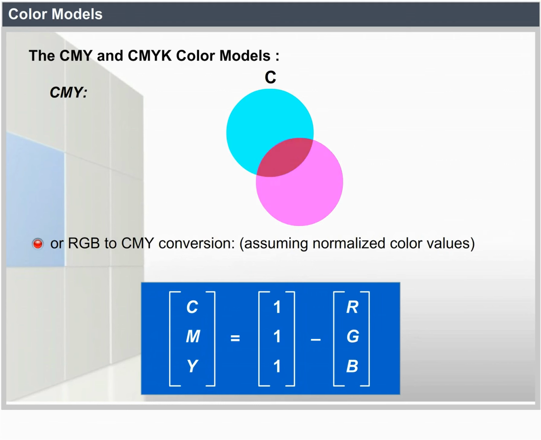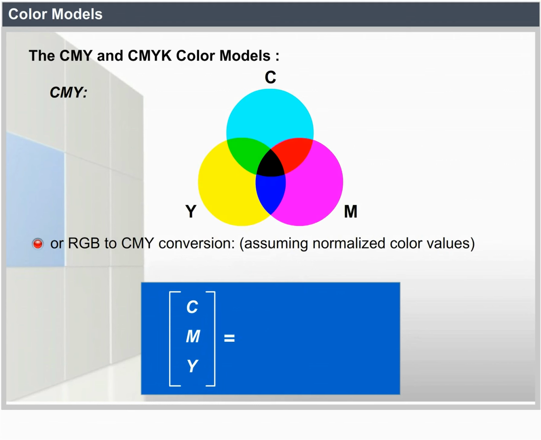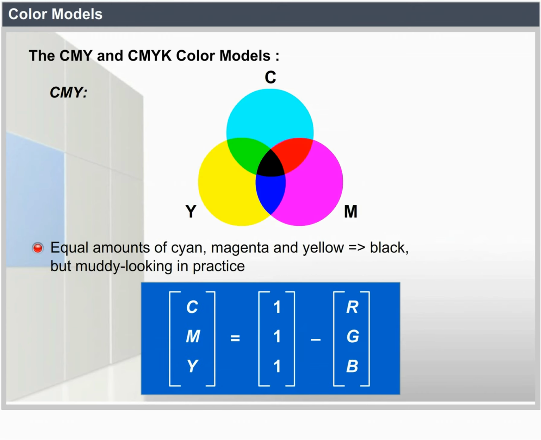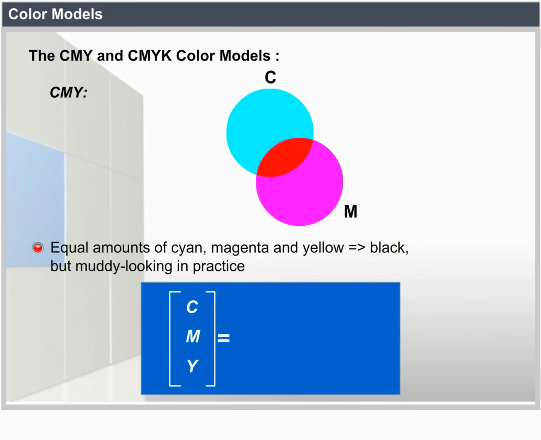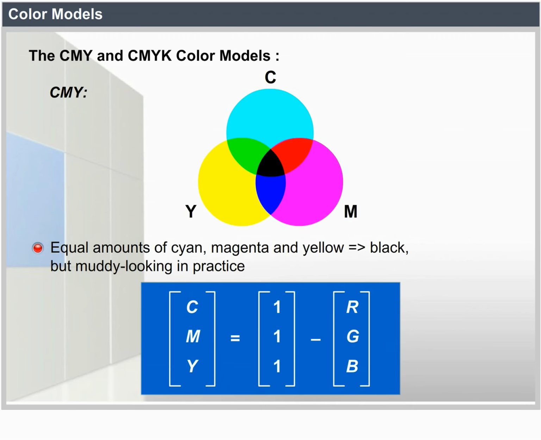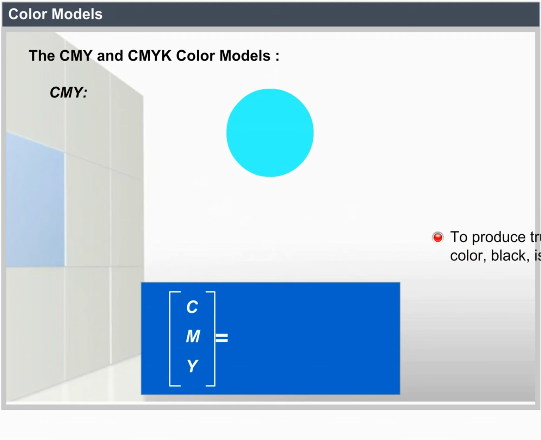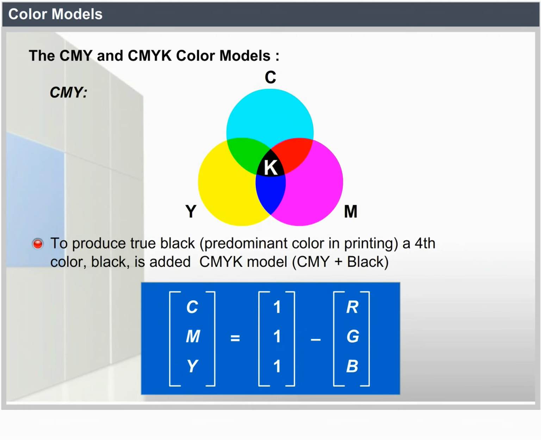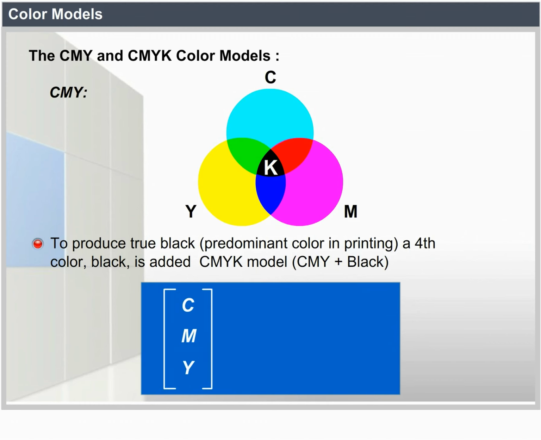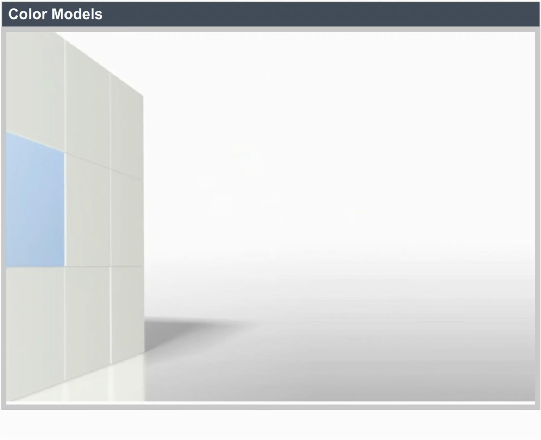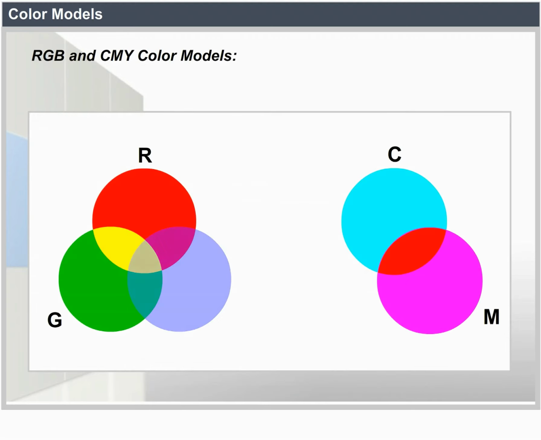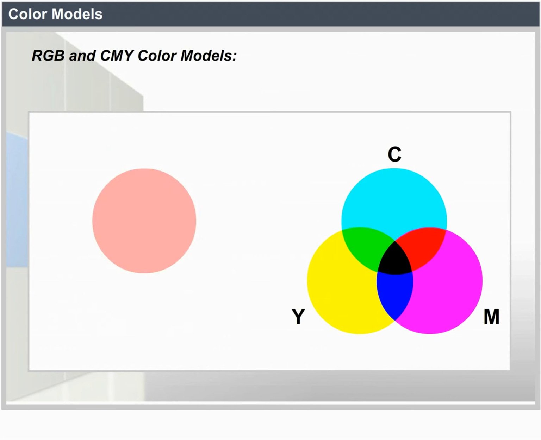For RGB to CMY conversion, the matrix is as shown on the screen, assuming normalized color values. Equal amounts of cyan, magenta, and yellow lead to black, but muddy looking in practice. To produce true black, the predominant color in printing, a fourth color, black, is added. This is the CMYK model, CMY plus black. The RGB and CMY color models are as depicted on the screen.